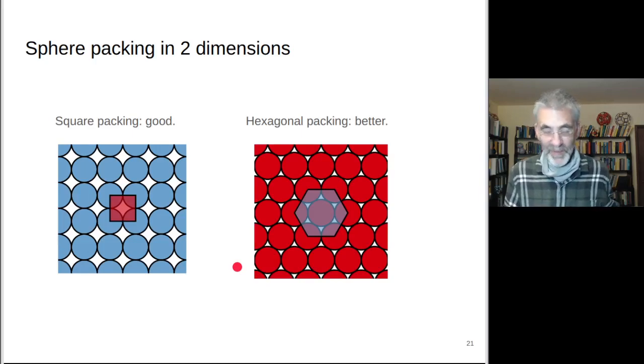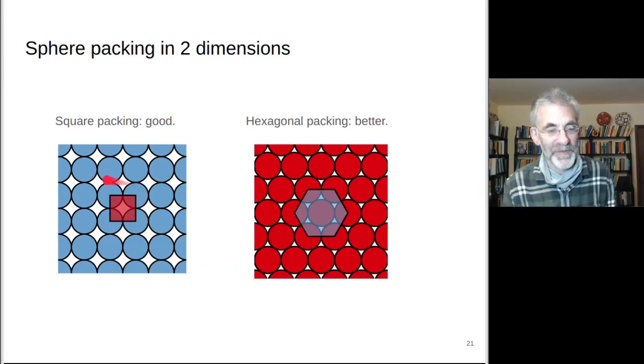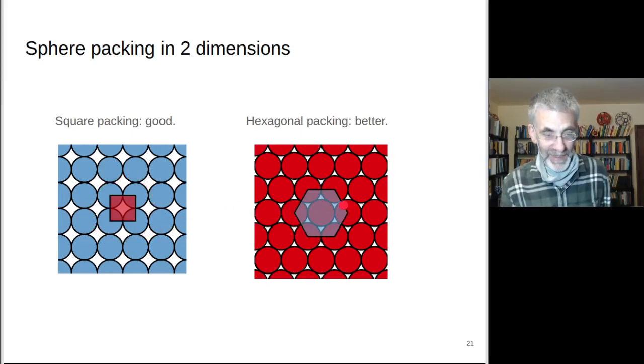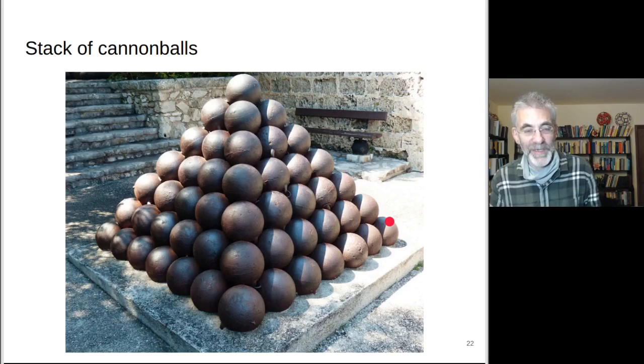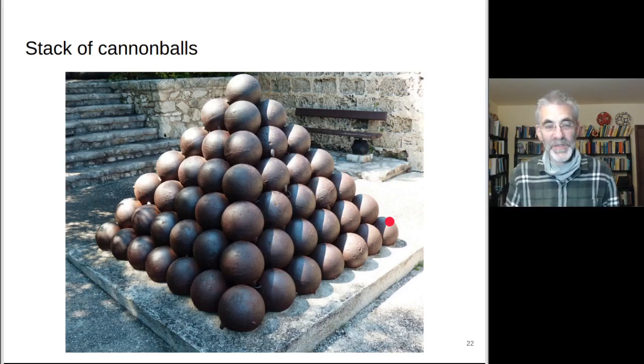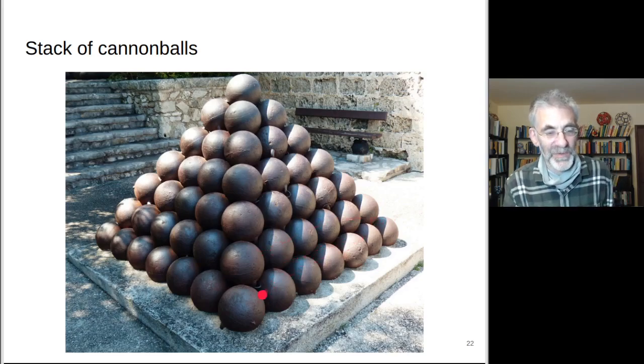In one dimension, this is completely trivial because there's only one way to do it. In two dimensions, you can pack spheres on a sort of square lattice like this, but that's obviously not the best way of doing it because you can have a tighter packing by putting them on a hexagonal lattice. In three dimensions, this was actually a problem that the Royal Navy was worried about in the 15th and 16th centuries because their ships were carrying cannonballs and didn't have much space, and they wanted to know the most efficient way to pack cannonballs. And obviously one way to do it is you can pack them in a sort of pile like this.